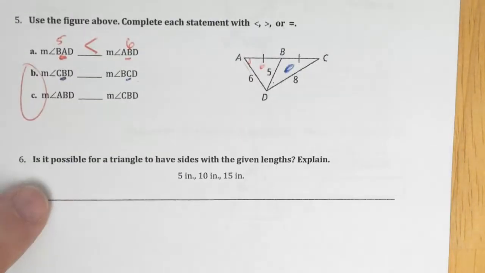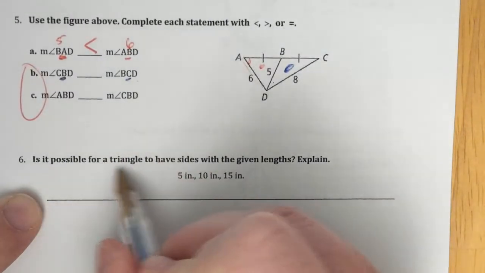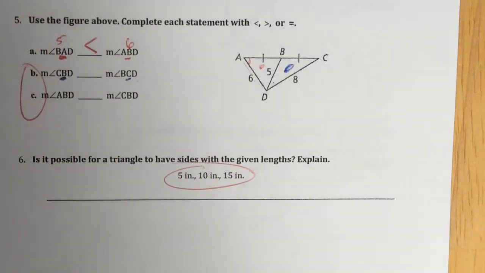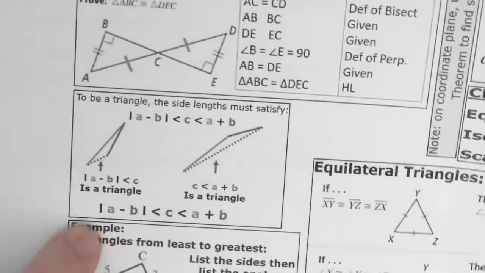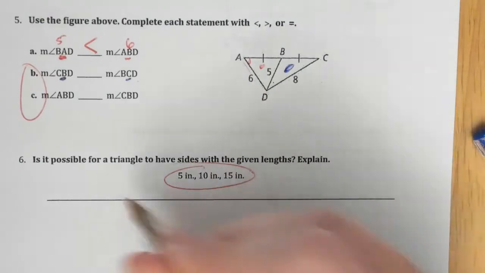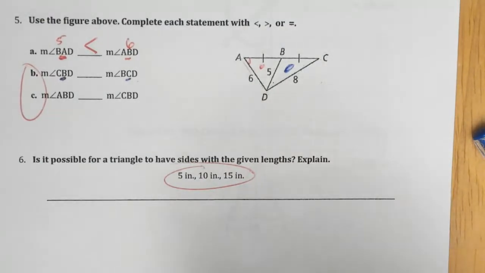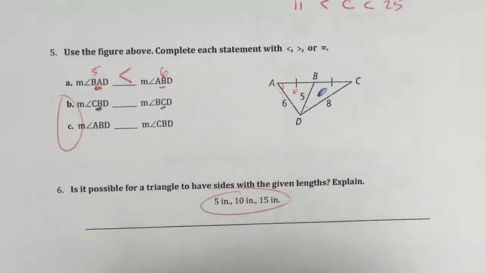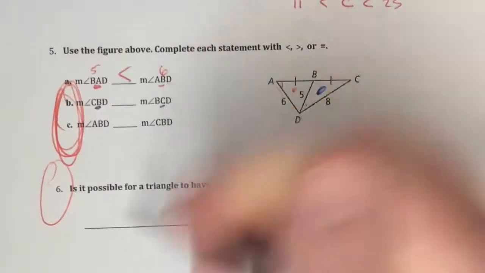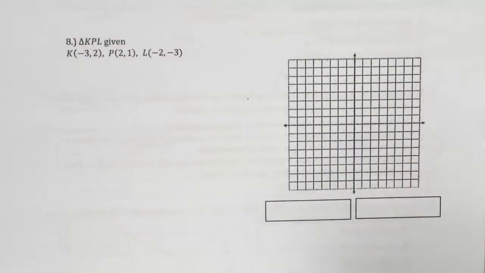All right, and number 6. Number 6, is it possible for a triangle to make these sides? So what you're going to do is what we've done before: subtract the 2 numbers, add the 2 numbers, and see if the third side satisfies it. So you would either say yes or no if it satisfies that. All right, excellent. So that was page 8. All right, let's move on. So you guys are in charge of these and these. All right, excellent. Keep going.